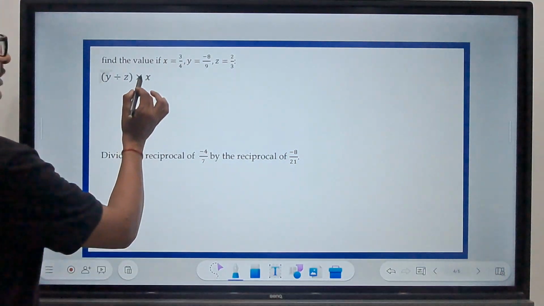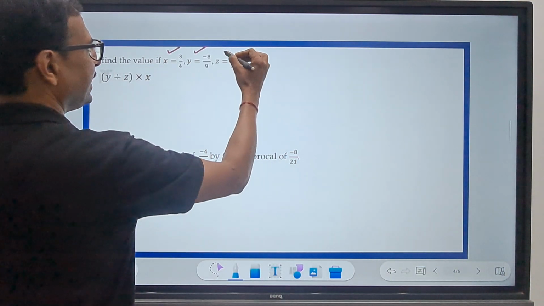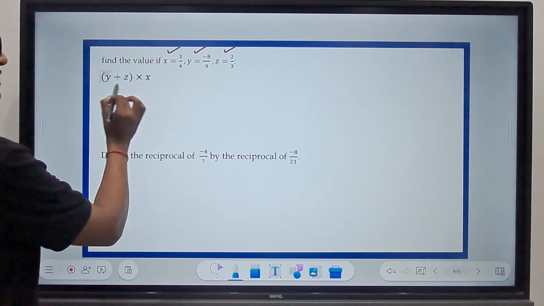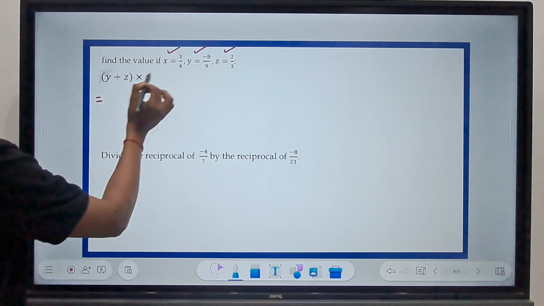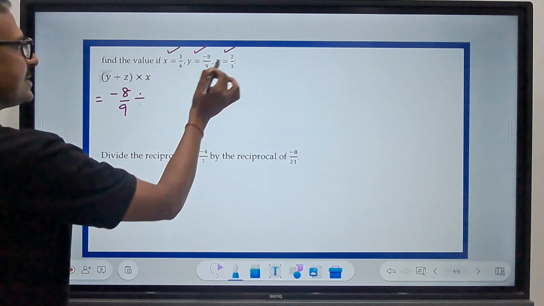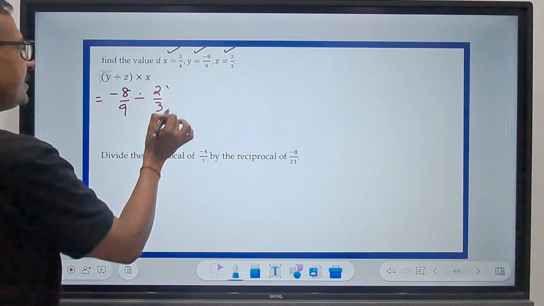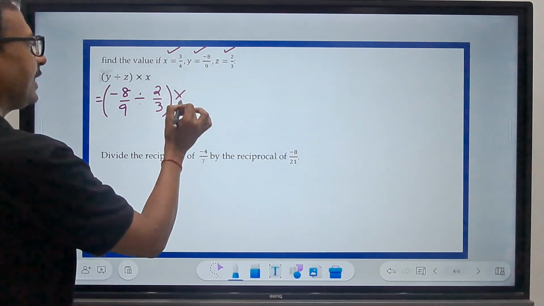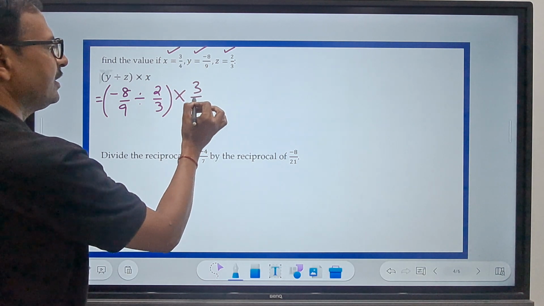Here we have three different fractions given, x, y and z, and we need to find this expression. What is y? Minus 8 over 9 divided by z. Z is 2 by 3. This is in the bracket, and then multiply by x. X is 3 by 4.